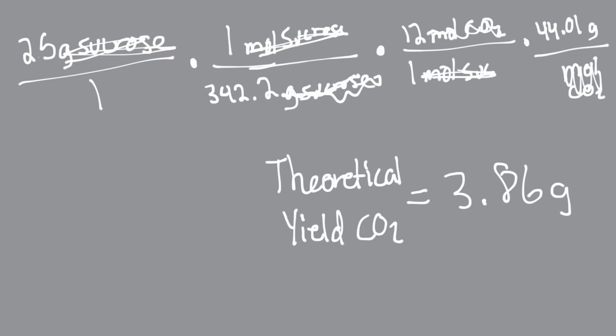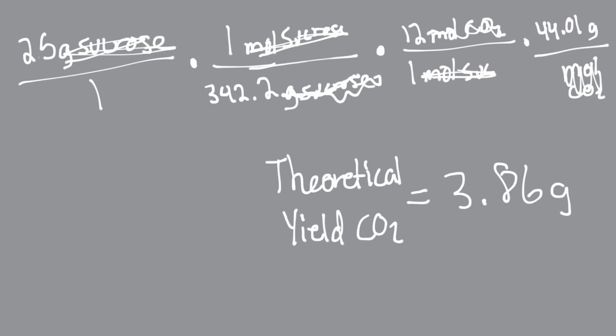3.86 grams. That's just the solution of all of this. Basically, percent yield is simply actual over theoretical, not theoretical over actual. If you do it the other way, you're going to get a wrong number. So it's actual over theoretical times 100.